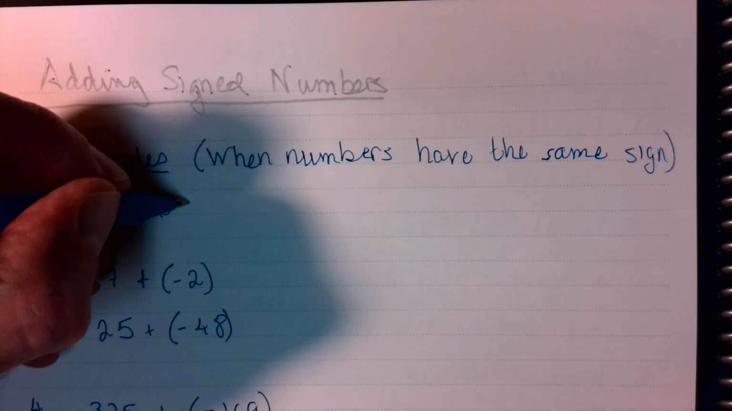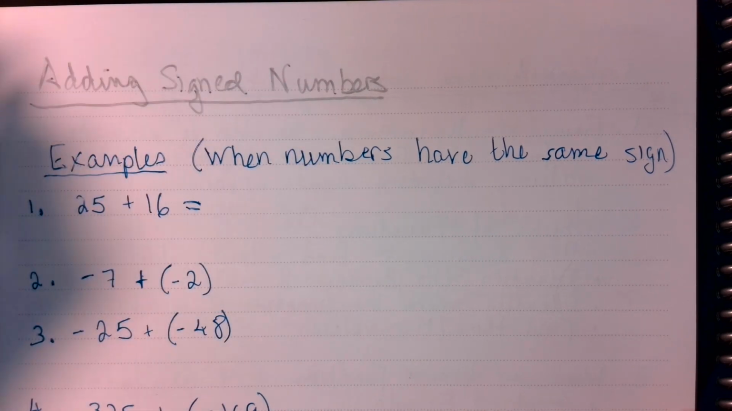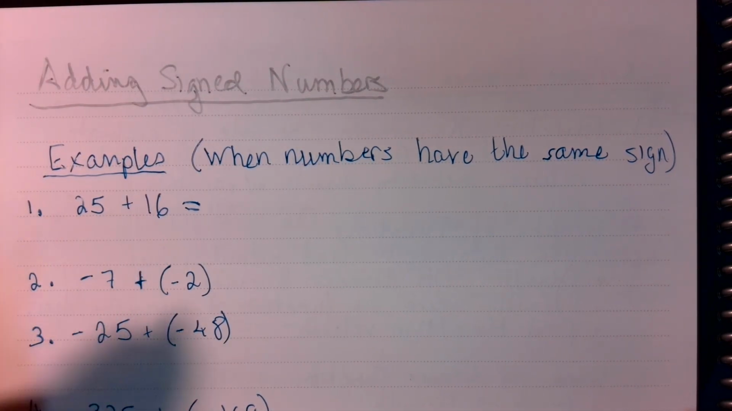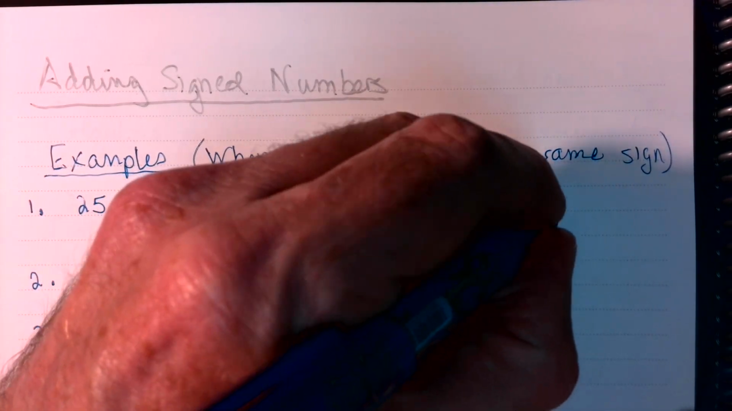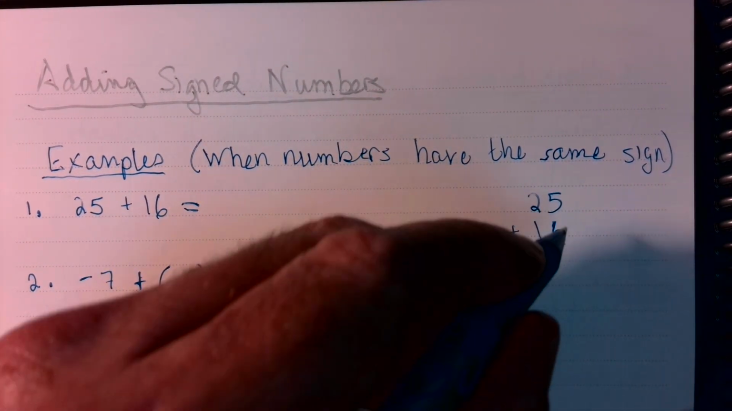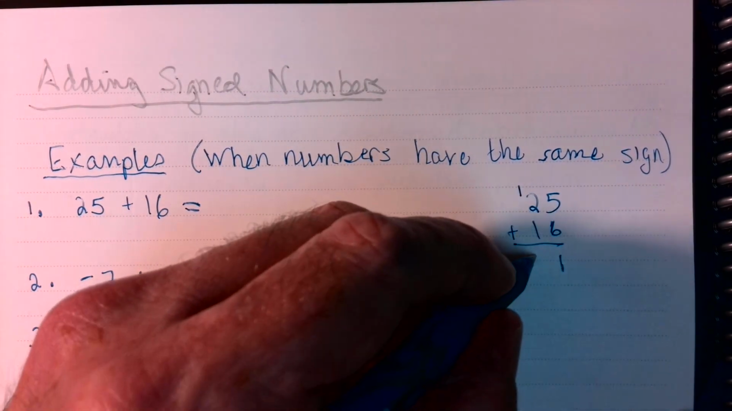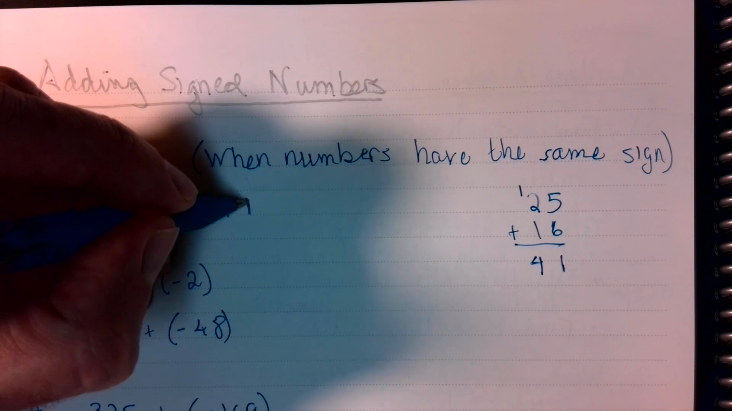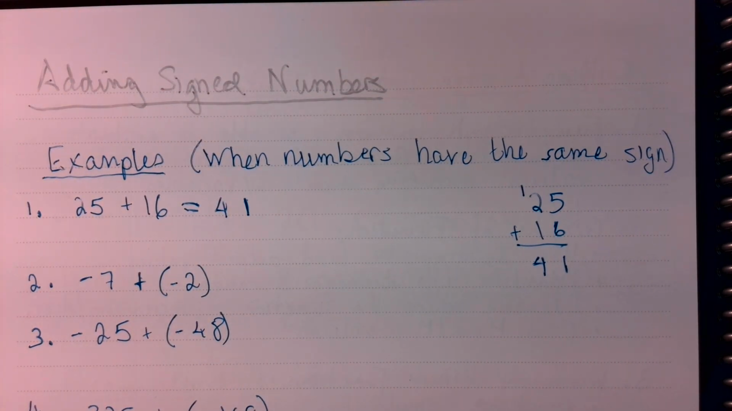Now, this first one is really more of a warm-up, right? These are both positive numbers, so we could have done this before. If you want, we can do a two-column format, right? 5 plus 6 is 11, carry the 1, and you get 4. So 25 plus 16 is 41.